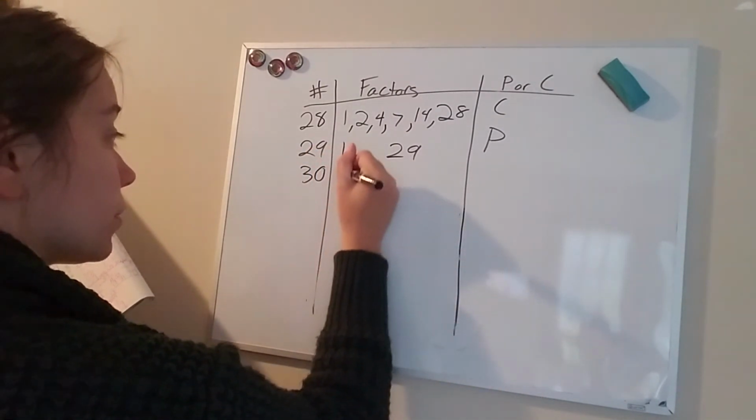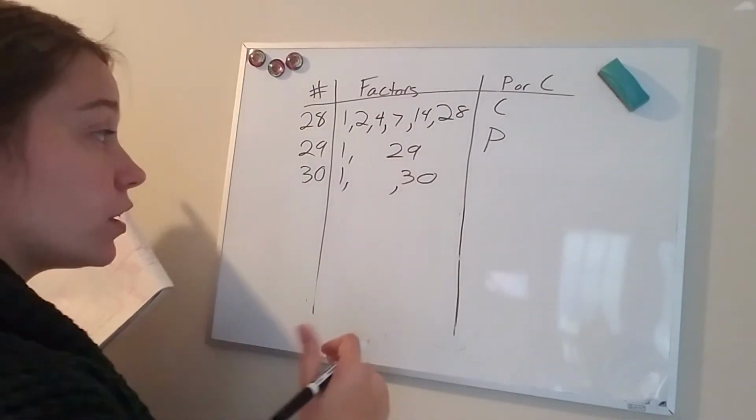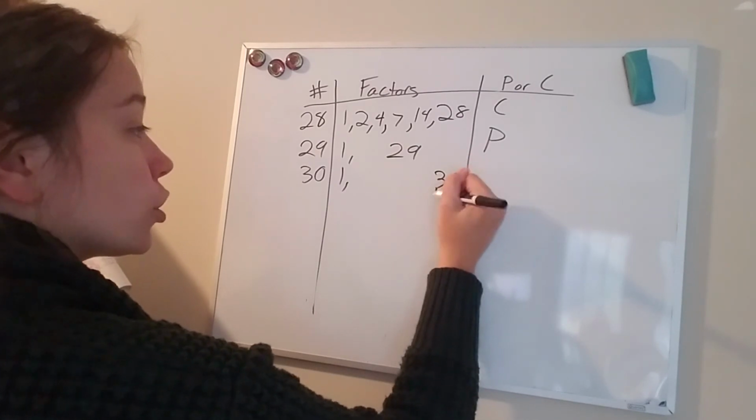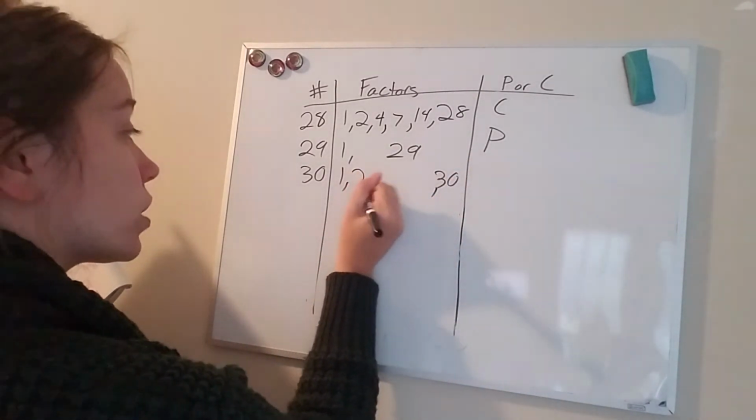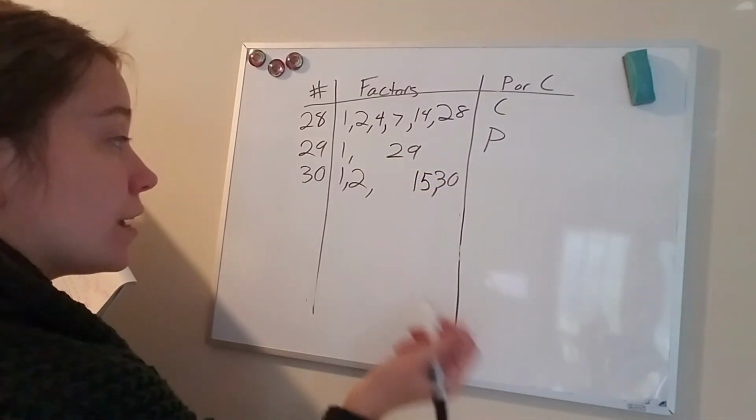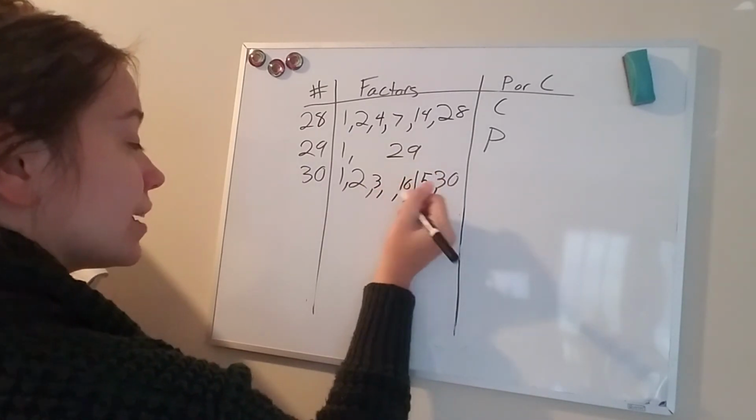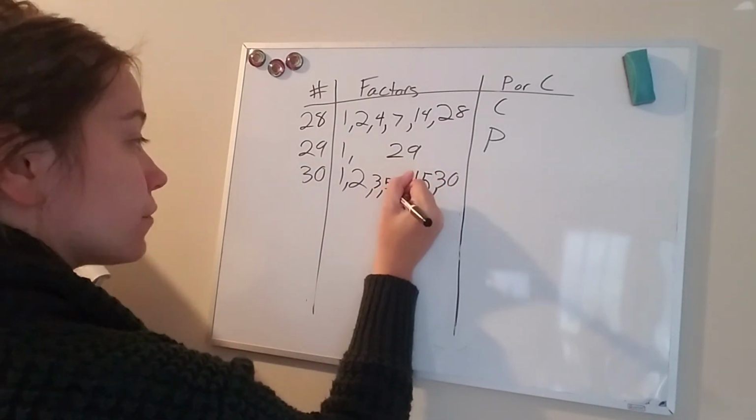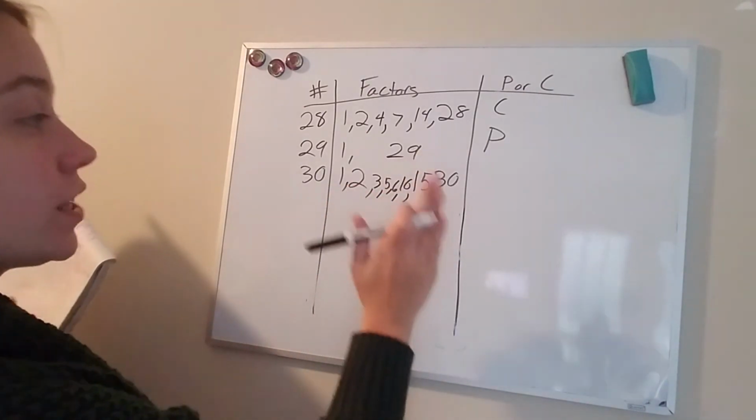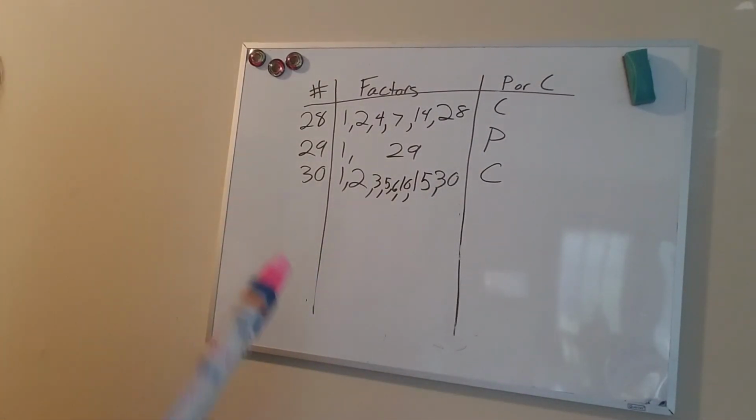What about 30? We have 1 and 30. Remember, if I'm going too fast, just pause the video and catch up. So we have 1 and 30. Okay, it's an even number, so we know 2 can go into it. 2 times what? 2 times 15. Then we also know we can do 3 times 10 and 5 times 6. So we have 1, 2, 3, 5, 6, 10, 15, 30. It is a composite number. That one has a lot of factors in it.